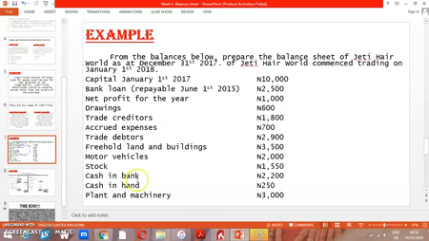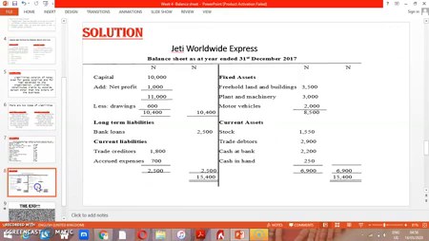These figures are already given in the question. So this freehold land and building is 3,500. Motor vehicle, plant and machineries, these are fixed assets. So over here, you also enter them accordingly. Sum up, total fixed asset is 8,500.